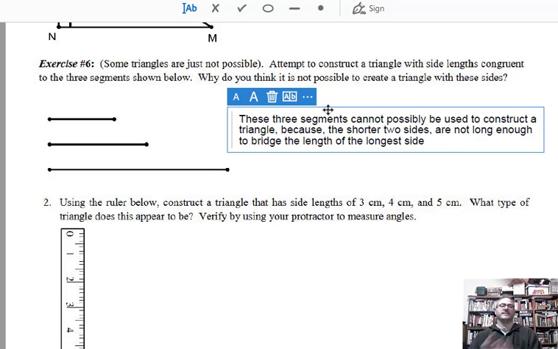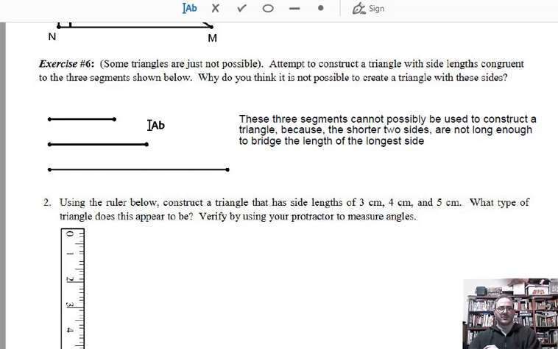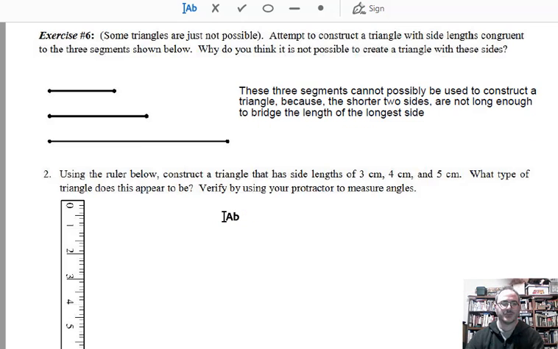All right. So yeah, the two shorter segments here are just not long enough to make the gap of the longest segment. Just not long enough. Pause the video here if you need more time.